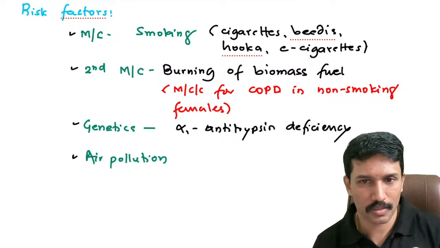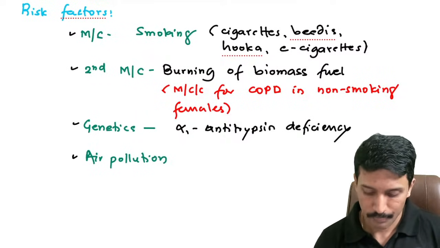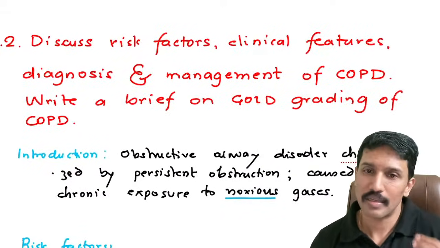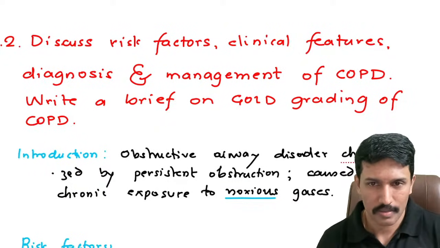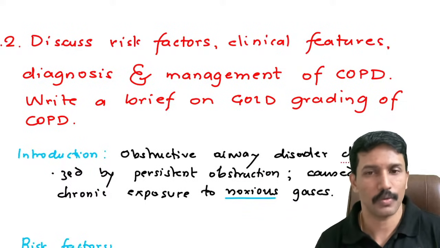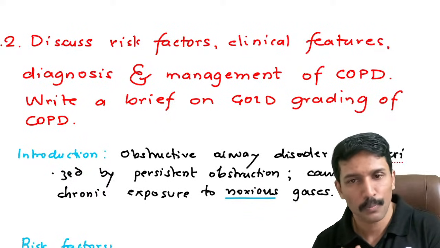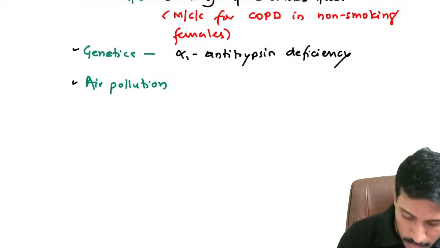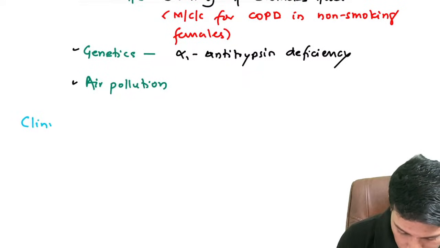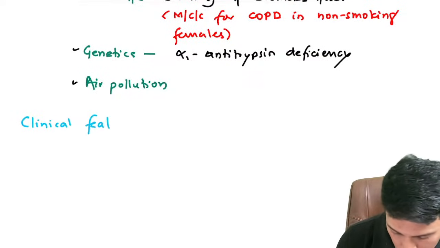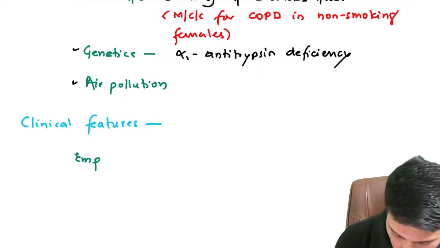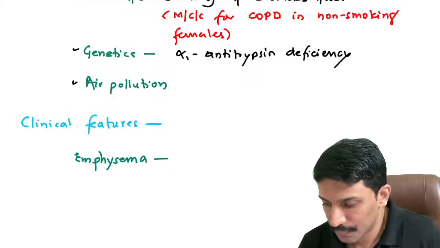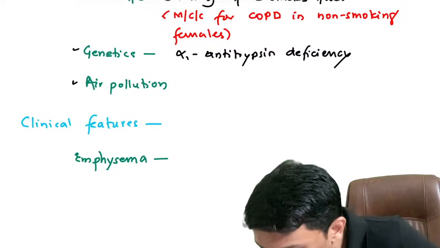Okay, right? So these are the 4 points you have to mention in risk factors. Now the next part of the question is clinical features, and it is better if we discuss clinical features under 2 separate headings, because there are 2 subtypes in COPD. One is chronic bronchitis and the other one is emphysema, right? So better to begin with emphysema. So first, when you put the title, I want you to mention what is emphysema.